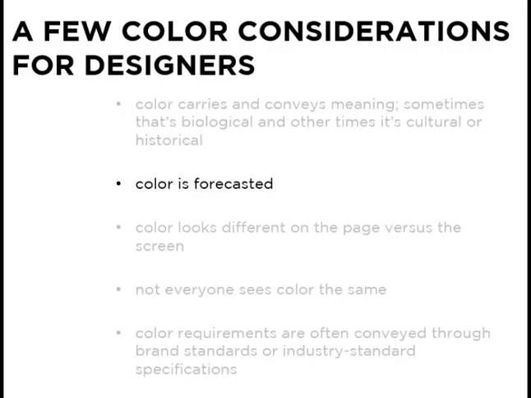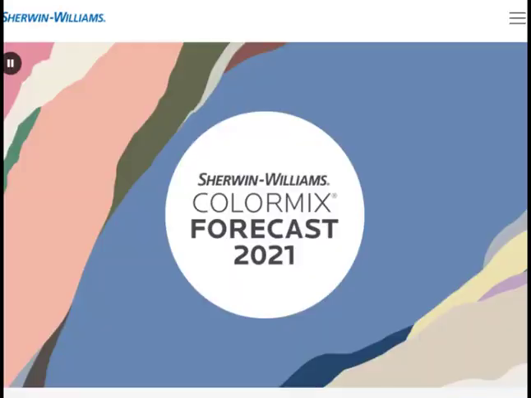Okay, that was a lot. On to the last four considerations, and I'll just spend a little bit of time on each. Consideration 2, color is forecasted. It's not coincidence that certain colors dominate certain cultural and historical moments or certain seasons. Sherwin-Williams, for instance, a major paint manufacturer, releases annual color forecasts. They've already released their 2021 forecast.